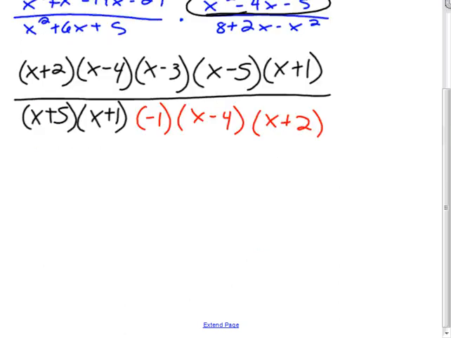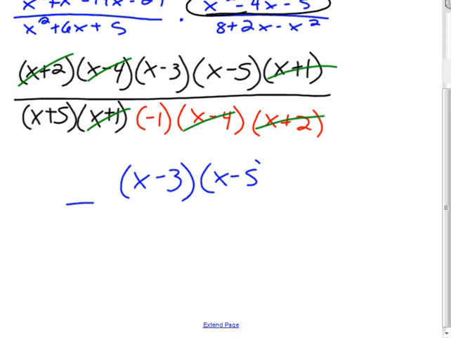So now I'll just go above and below. Cancel out what directly is related. X plus 2, x plus 2, x plus 1, x plus 1. There's an x minus 4 and an x minus 4. And that looks like everything. This negative 1, since it's a negative, I can pop it outside. On the top, I have x minus 3, x minus 5. And on the bottom, what's left is that x plus 5. I don't even need the parentheses there because it's the only thing down there.